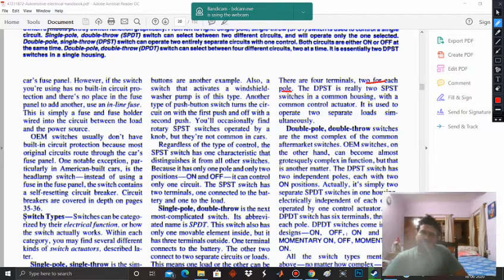So the double pole single throw is really 2 SPST switches in a common housing. This is the ideal analogy that you can make. So one DPST is equal to 2 into 1 SPST. That means 1 double pole single throw switch is equal to 2 single pole single throw switches. It is used to operate 2 separate loads simultaneously.